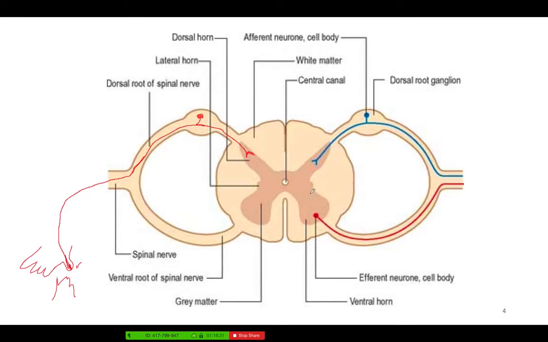Okay, so now we can talk about our spinal cord here. We have a dorsal horn. We have a ventral horn. All of the horns consist of gray matter.